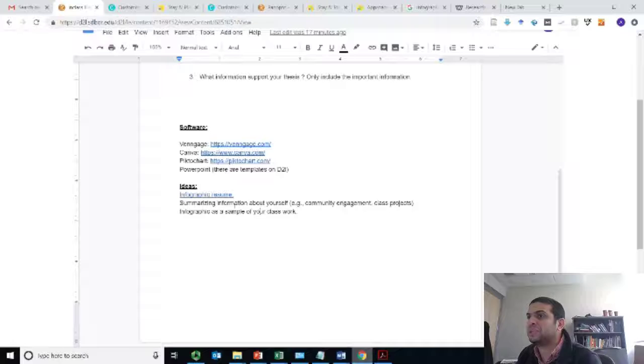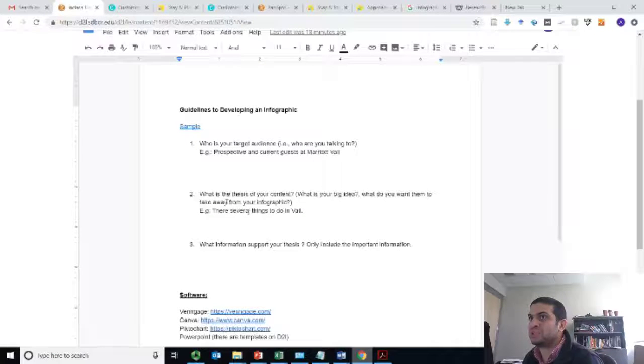Or you can submit the infographic as a sample of your classwork. So if you're developing a strategic plan for your business policy class, maybe you want to summarize that entire plan in an infographic, and then you put that infographic on your website as a sample of what you have prepared for your classes, so the clients or prospective employers would be impressed with your work.